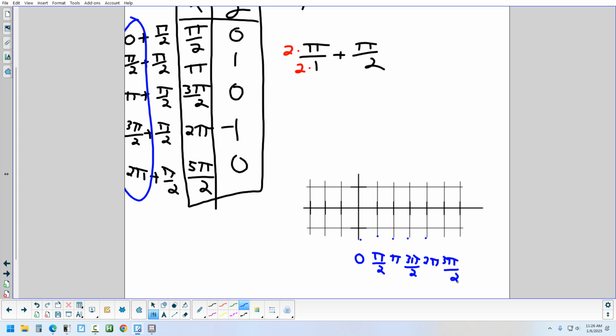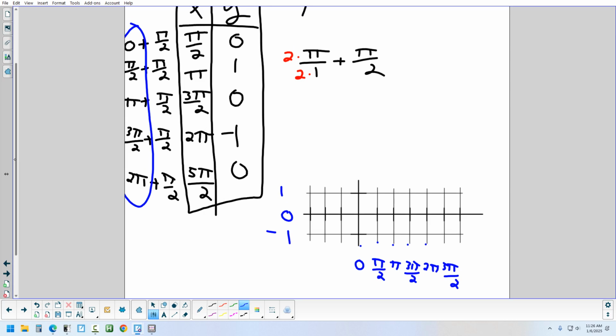Now on the y's, I am going to go by ones. So you do not have to label what I'm doing right now. But if you want to, you can. And now plot your points. Pi over 2, 0. Pi, we're at 1. 3 pi over 2, 0. 2 pi, negative 1. 5 pi over 2, 0.